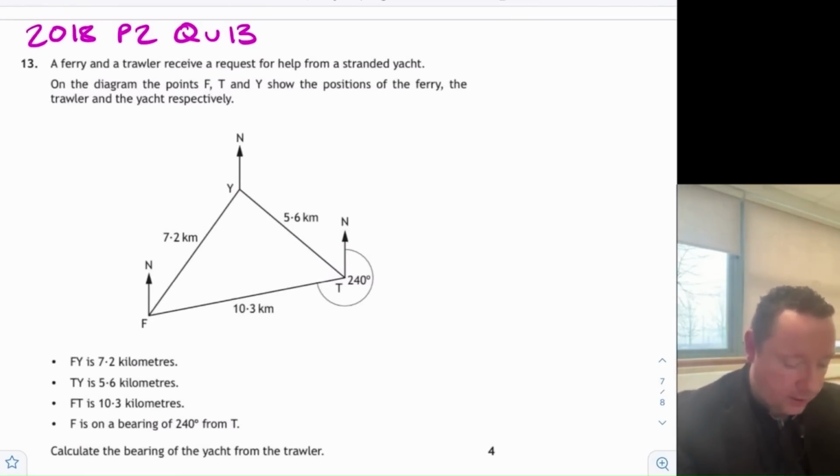Although in this case, as soon as you see three sides of a triangle, you should be thinking cosine rule to get an angle. So it's really just identifying which angle it's asking for. So once more, calculate the bearing of the yacht from the trawler, all the way around to the yacht. So I'm going to need this angle here. So let's just note this angle here. That's the one I'm looking for here.